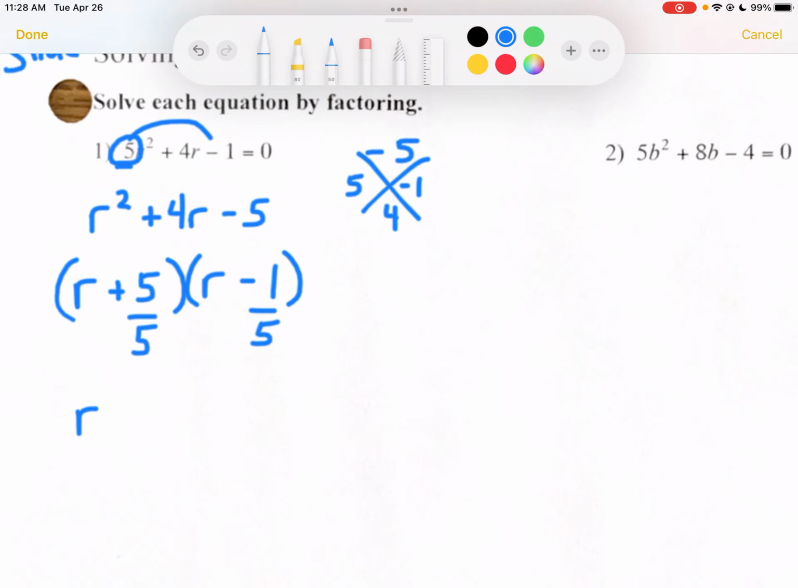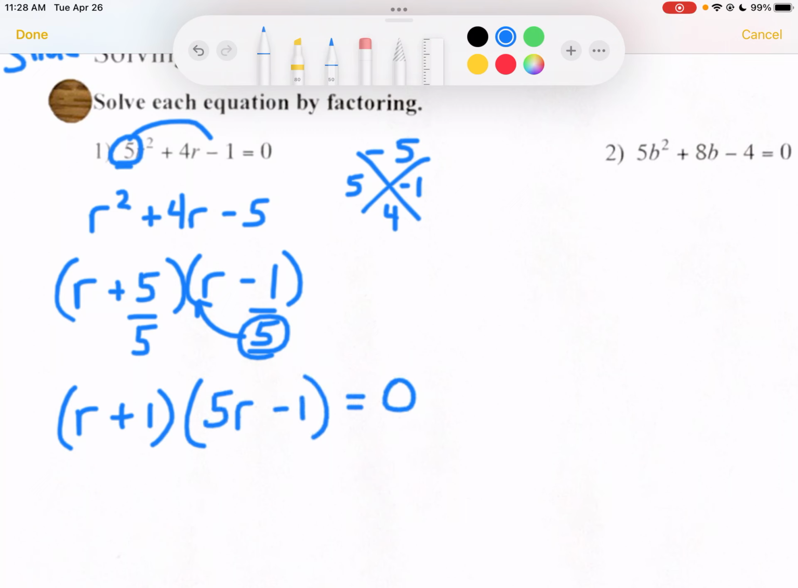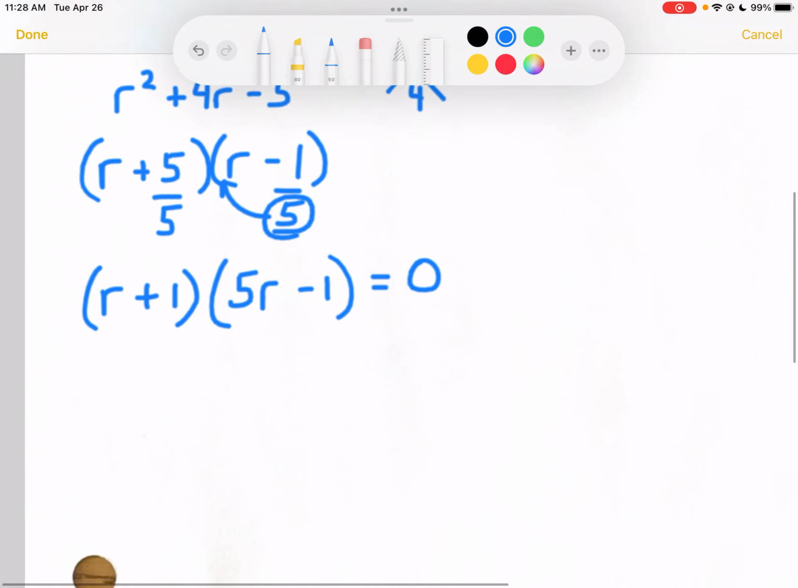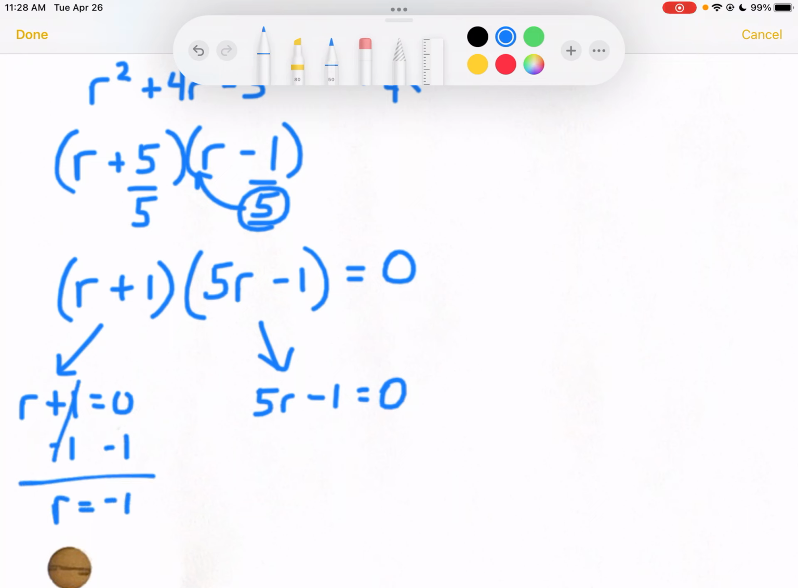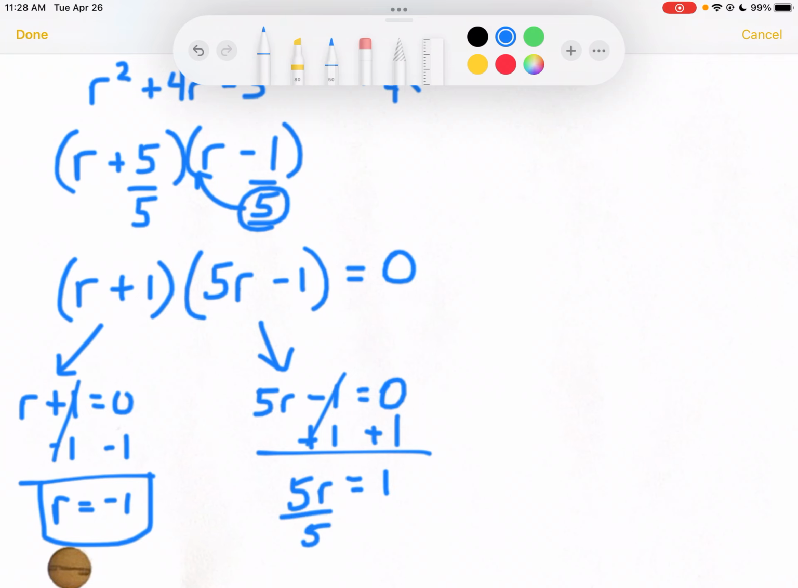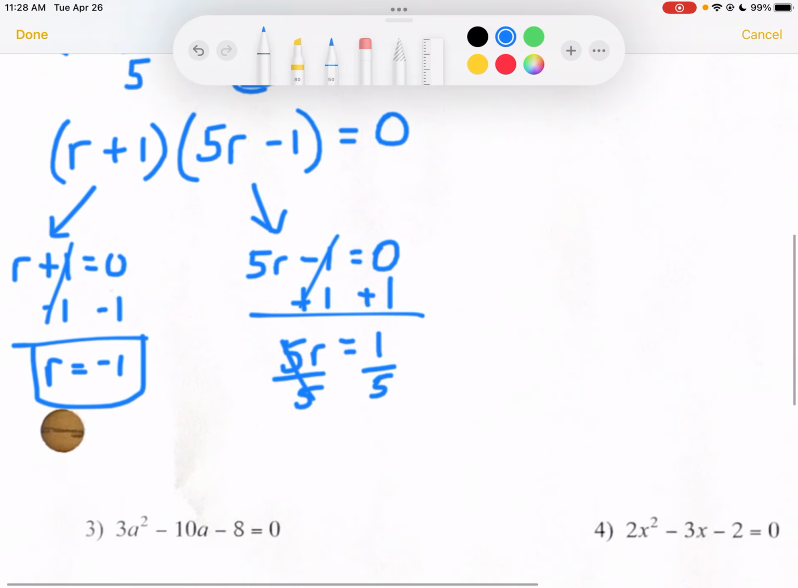5 divided by 5 makes one of your factors r plus 1. And then the bottoms up part, we get 5r minus 1. That's still equal to 0. Now you use the zero product property. So you take this and you say r plus 1 equals 0. Take this, you say 5r minus 1 equals 0. So you have negative 1, and you get positive 1/5.